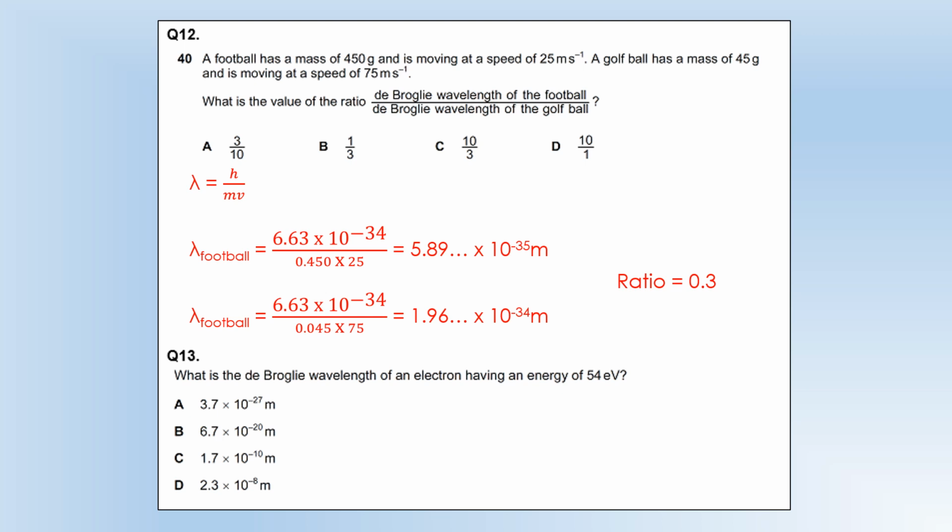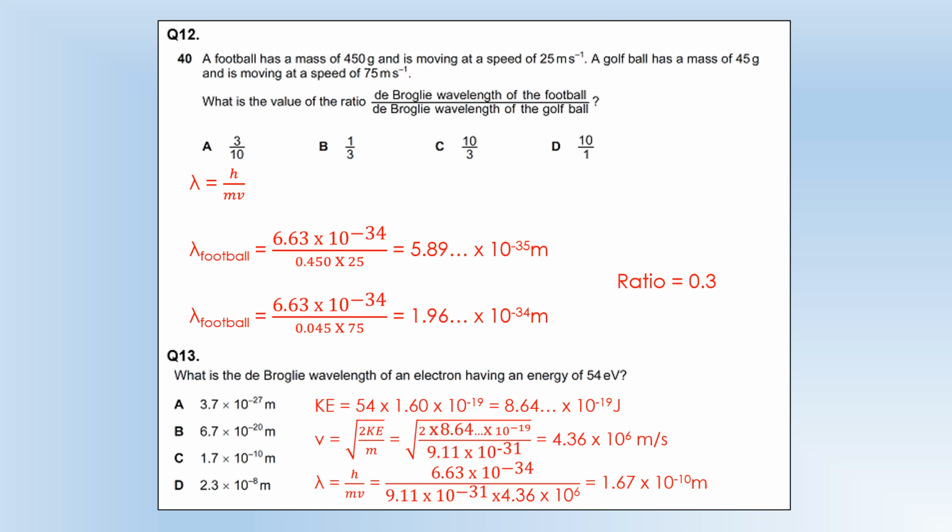What is the de Broglie wavelength of an electron that has an energy of 54 electron volts? So the first thing I'm going to do is work out what its kinetic energy is in joules. Then I'm going to work out what its velocity is using that kinetic energy and the mass of an electron. And then finally, you can plug that into the de Broglie equation to calculate what its wavelength is. And that clearly comes out as option C. So those are the stages that we would go through.